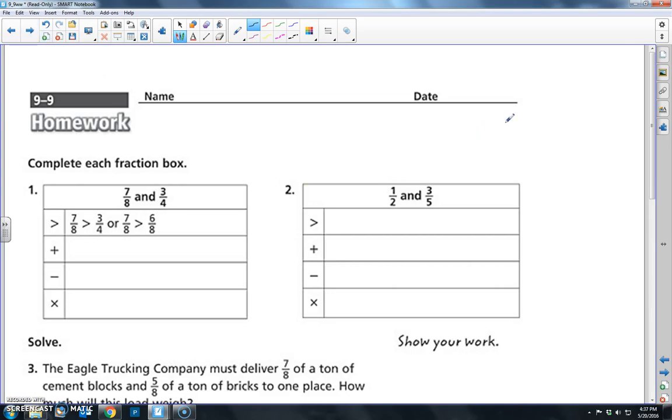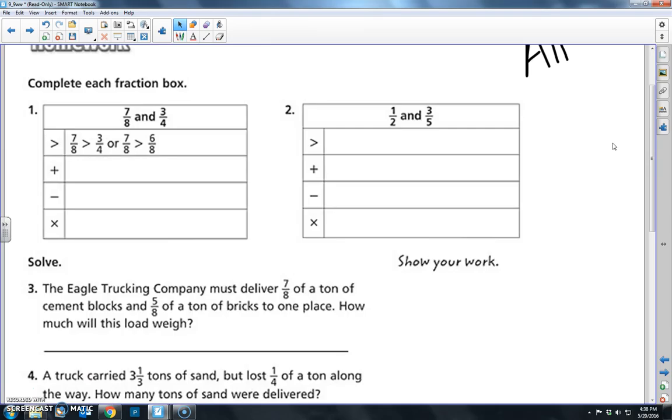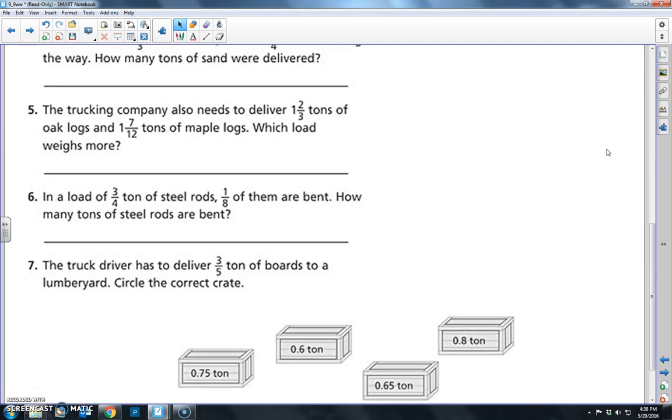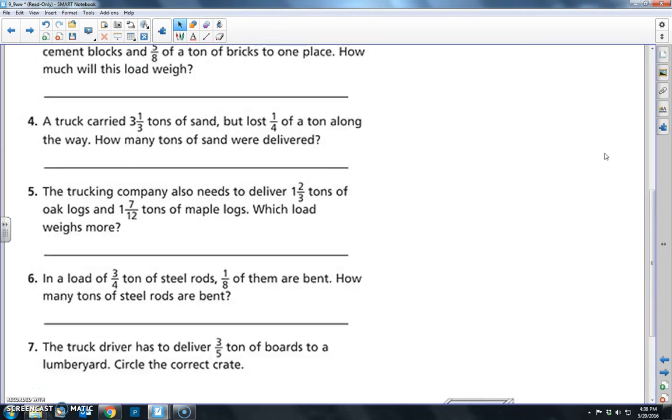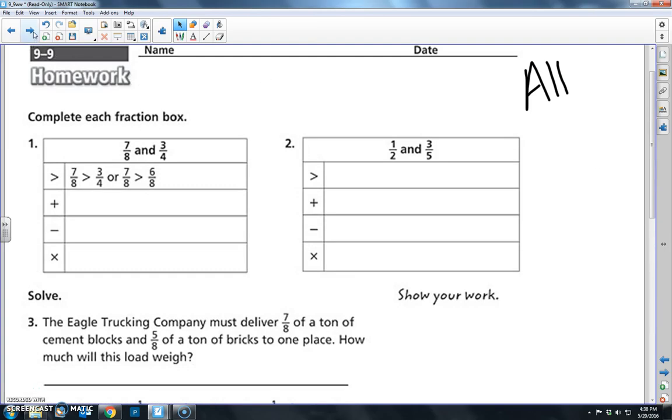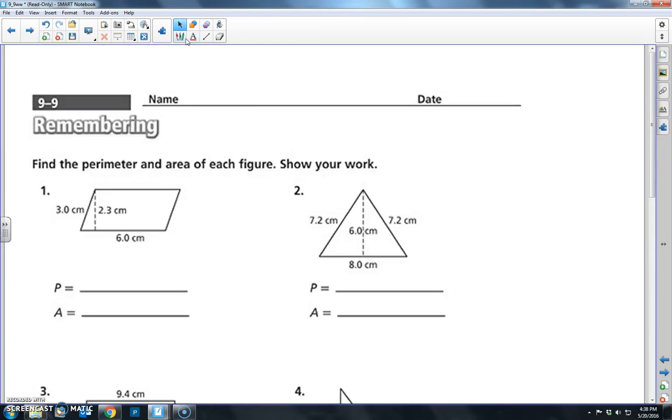Okay? Here's your remembering. You have all of the first page, which includes all of these. So it's 1 through 7. Okay, you have 1 through 7. And then if you turn the page, this one I want you to skip. Skip. So write skip on there so moms and dads don't freak out on you.